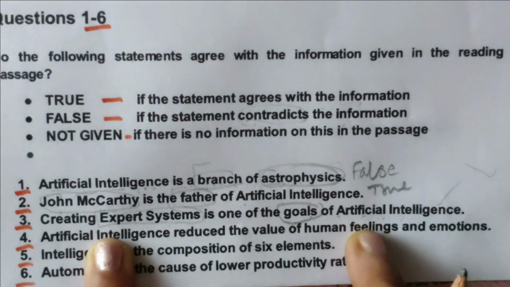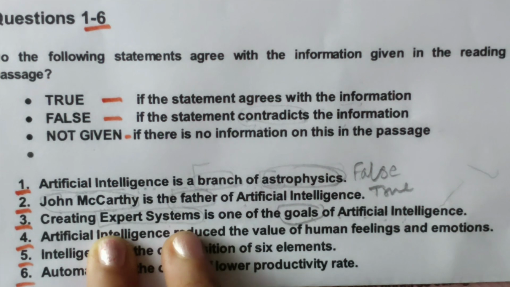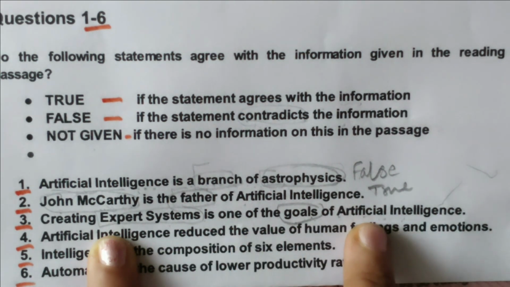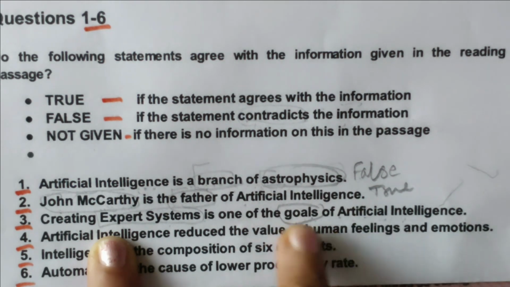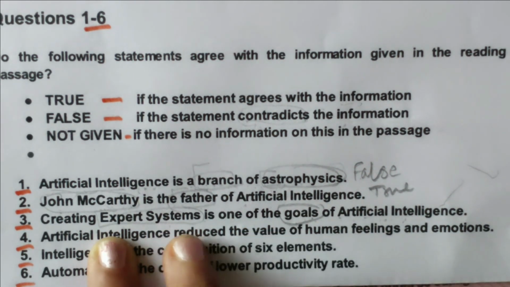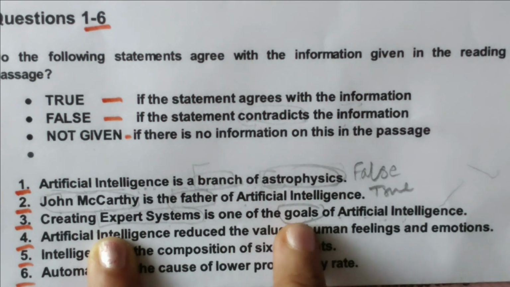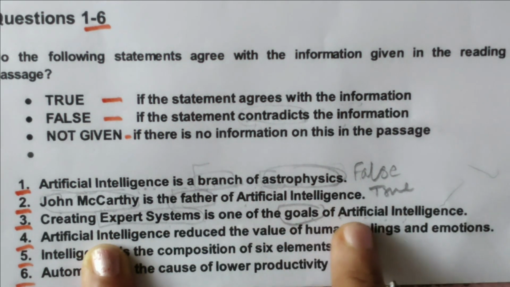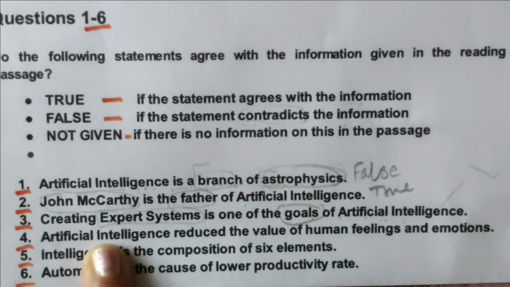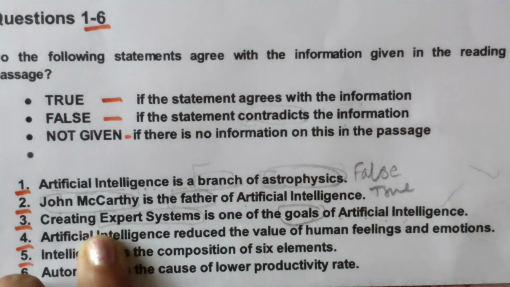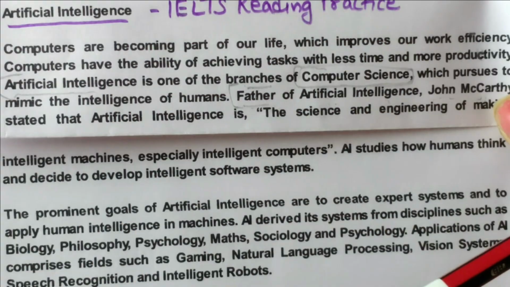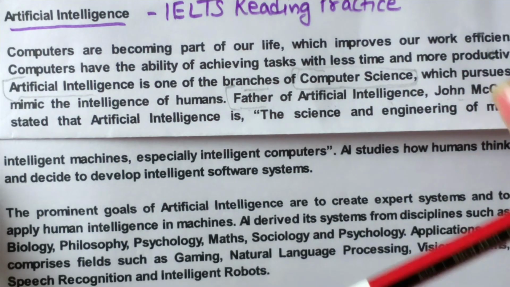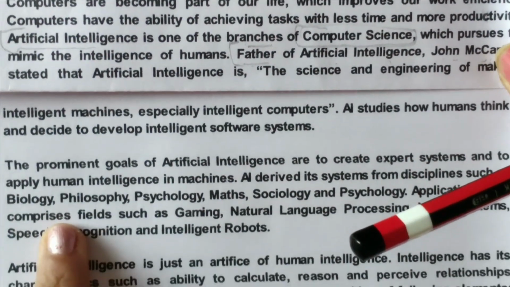Now let's find this. If creating an expert system is the main goal of artificial intelligence, then false, and if it is one of the goals, then it is true. And if they are not talking about the goals of artificial intelligence, then not given will be there. So let's find creating expert systems. First paragraph we have done this already. Now let's look at the second paragraph.